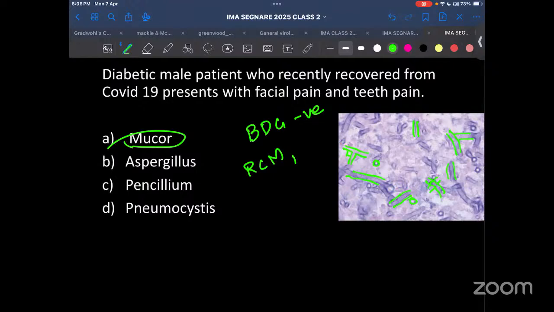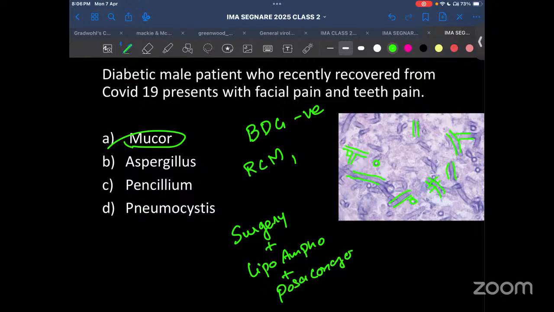Now the treatment is surgery. Surgery is very important because this is an angio-invasive fungus. It can invade through your blood vessels. So immediately you take the sample and send it to the microbiology lab. Do the surgery. Don't wait for the result. If you wait for the result, the patient will not wait for you. So the treatment is surgery, plus you can give liposomal amphotericin B. Posaconazole also you can give. So this is mucormycosis.